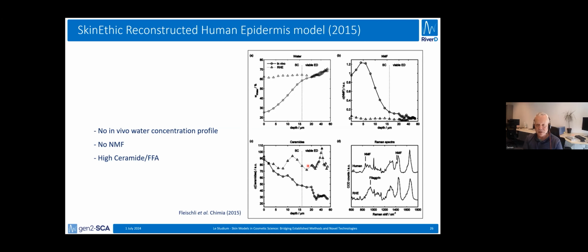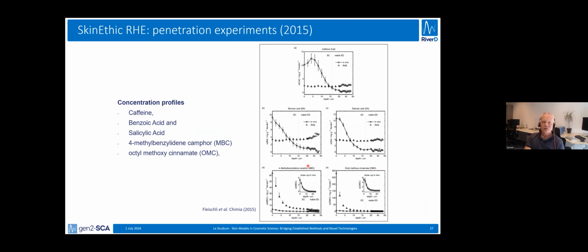What these researchers also did was to look at the penetration of various products into the skin model. So they compared in vivo and skin model for instance, caffeine, benzoic acid, and salicylic acid, where you find a clear profile in the in vivo skin, so high concentration in the stratum corneum, which of course is the actual barrier for penetration into the skin.